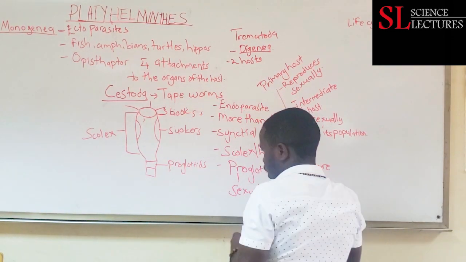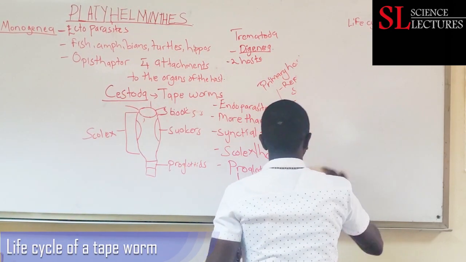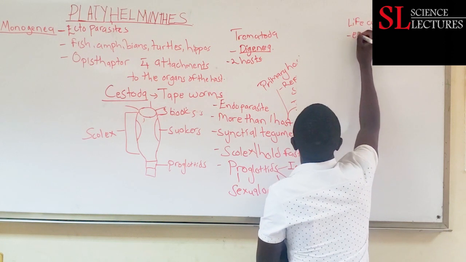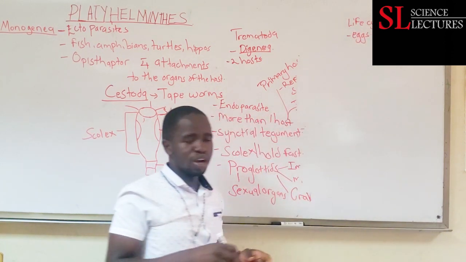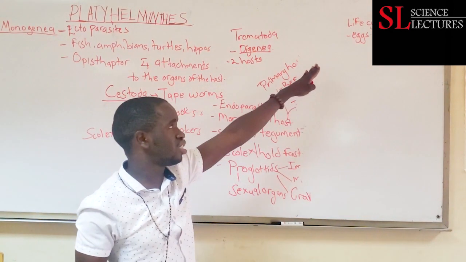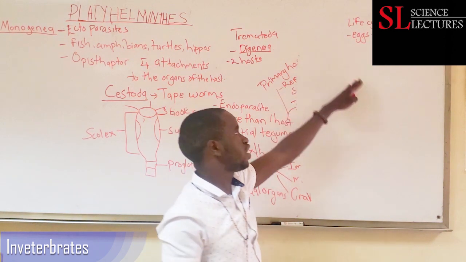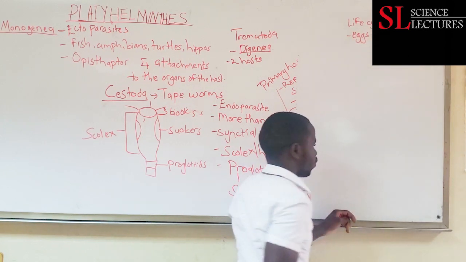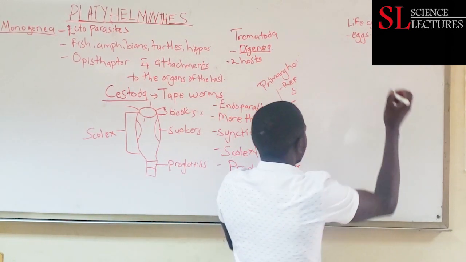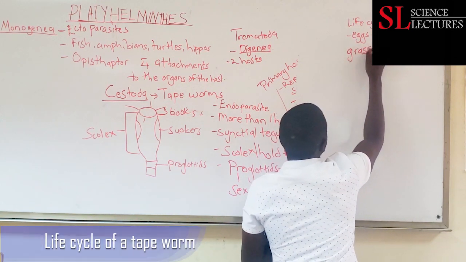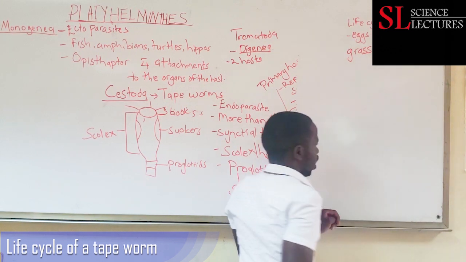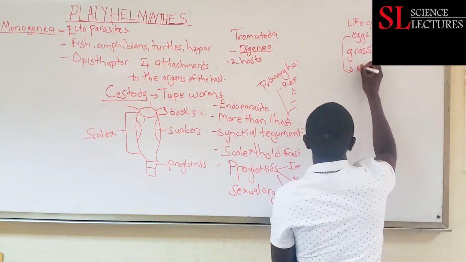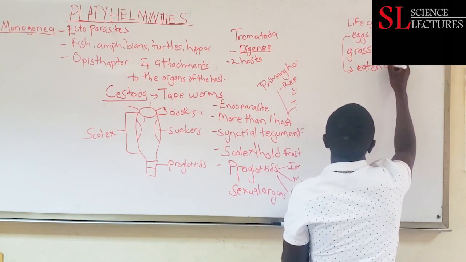Okay, let's go back to the life cycle of a tapeworm. So, for a tapeworm, we are going to begin by man. If man passes out his or her eggs, especially near grass, the eggs are passed out in feces, or in fecal matter. So these eggs shall, if they are passed in areas that contain grass, as a cow, let's use a cow as an example, is feeding, these eggs shall also be eaten. And when they reach inside the cow, they shall hatch.